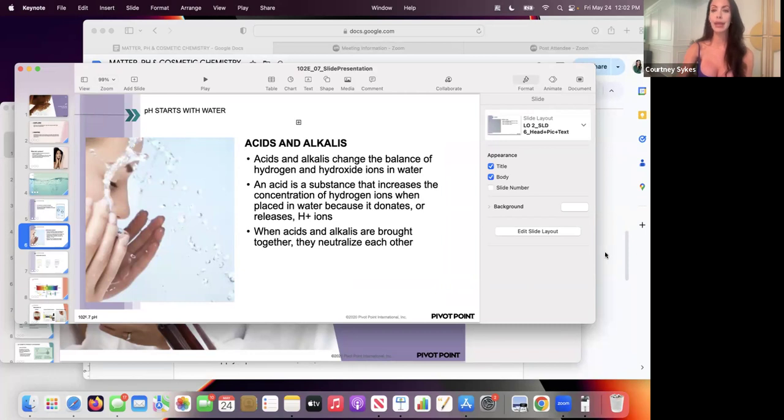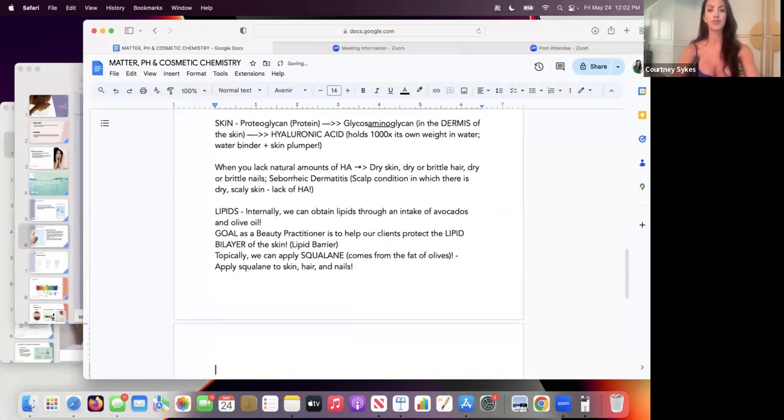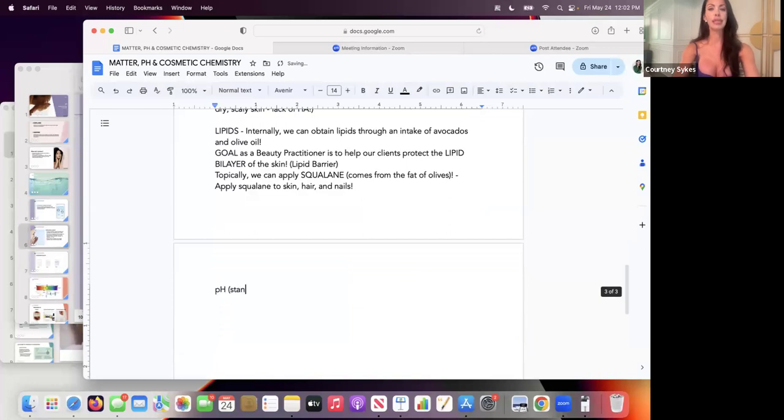Okay, so acids and alkalis, let's put this in our notes. pH stands for potential hydrogen. Absolutely. So make sure to have that down. These will be on your questions on your exam. So pH, you have a pH scale from 0 to 14, right? Your 0 to 7 is considered to be acidic. 7 is neutral. And then 7 to 14 is considered to be alkaline or basic.